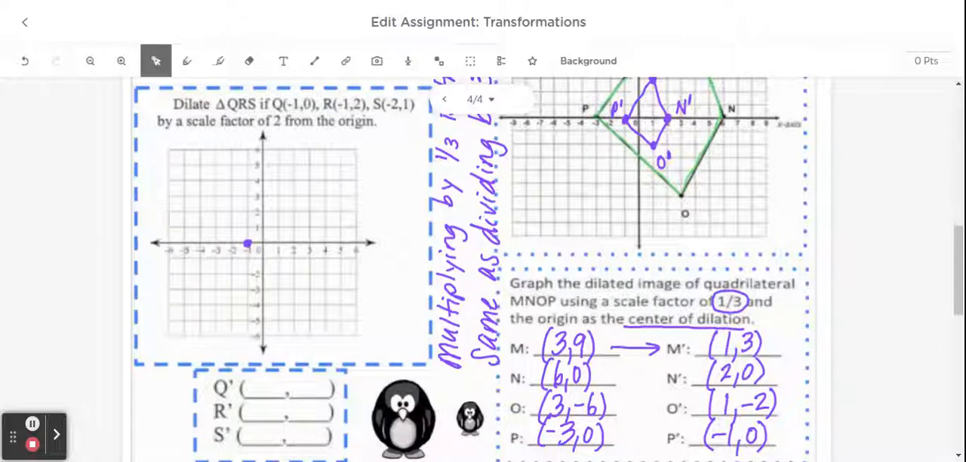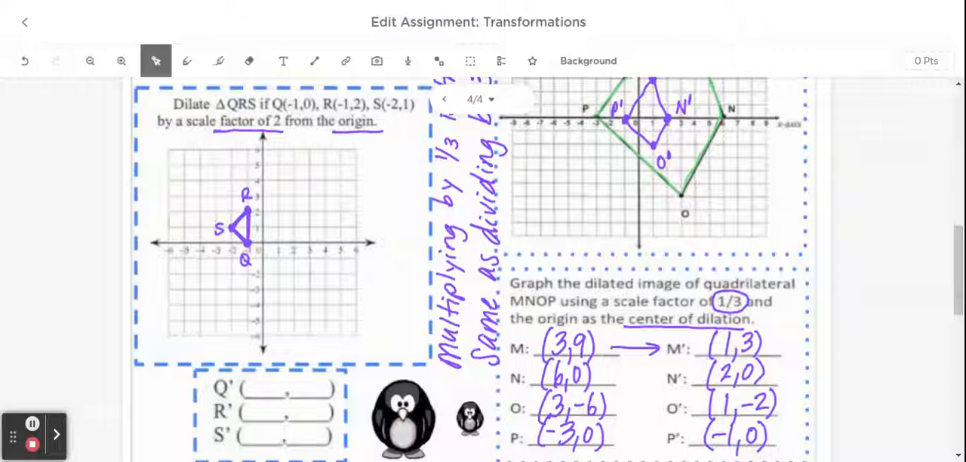So this last one here, QRS, the first thing we're going to do is plot our points here. And you always want to label them. Then it's telling us the scale factor is 2 and the origin is the center of dilation. So I want you to visualize, if the scale factor is 2, what's going to happen to this triangle? It should get twice as big. Do you see how from R to Q used to be 2 units long? Hopefully if we do it right, 2 times 2 is 4. It should end up being 4 units long.